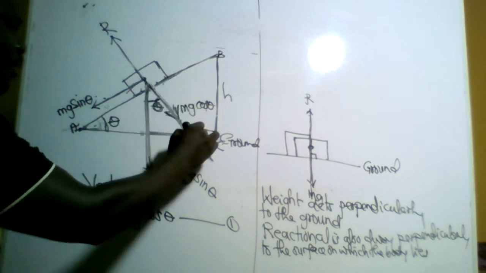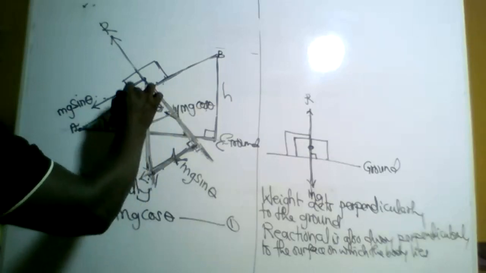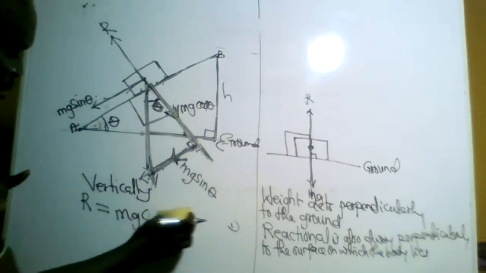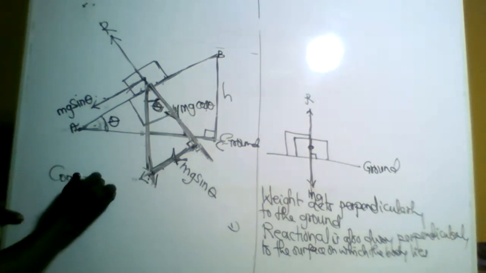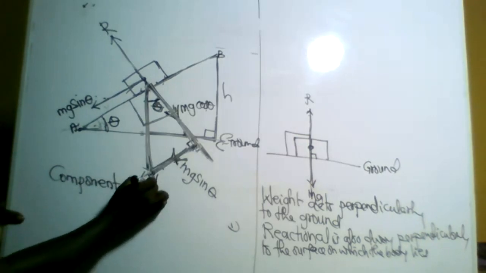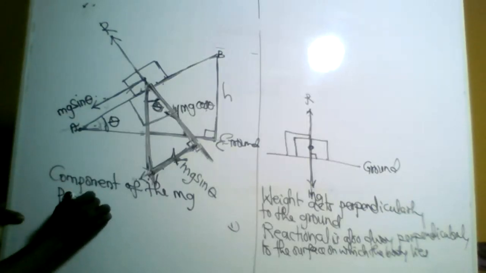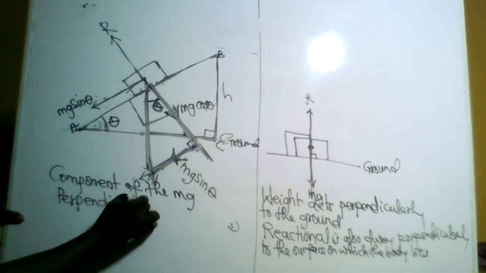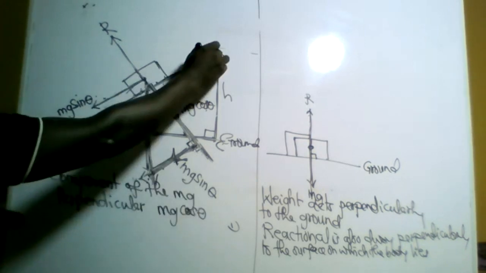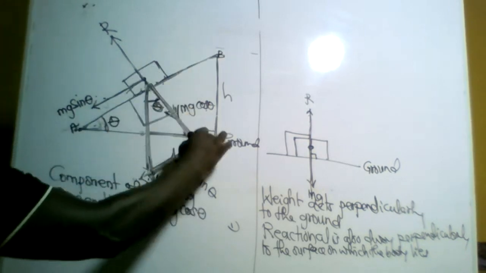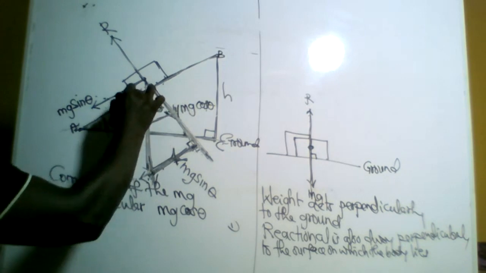And this is the component of the weight which is equal to the inclined plane. So this component, let me write it before. Component of the weight perpendicular to the inclined plane is mg cos theta. AB is the inclined plane. So we realize that this component of the weight, mg cos theta, is perpendicular to the inclined plane.